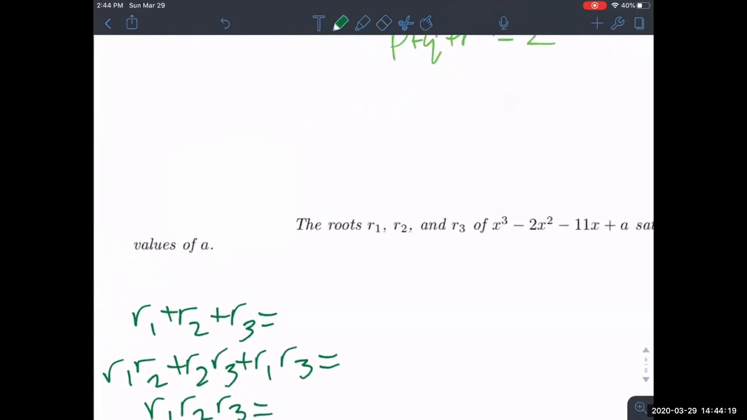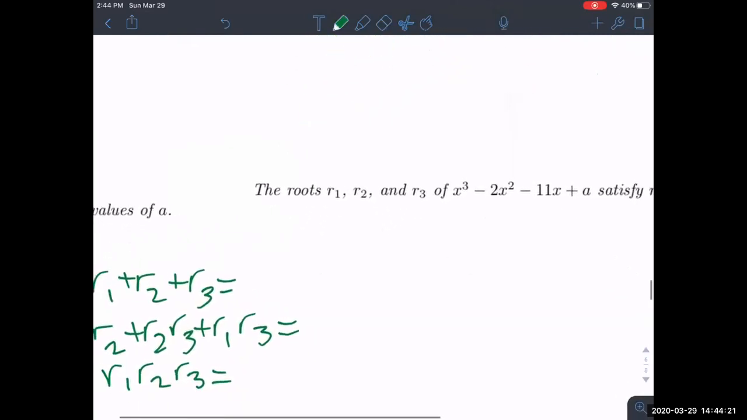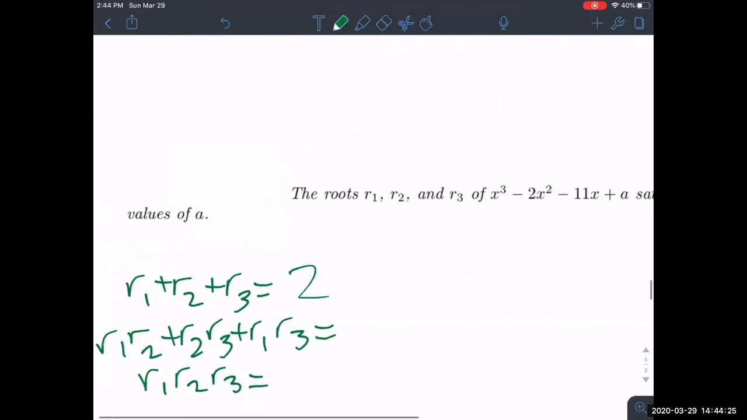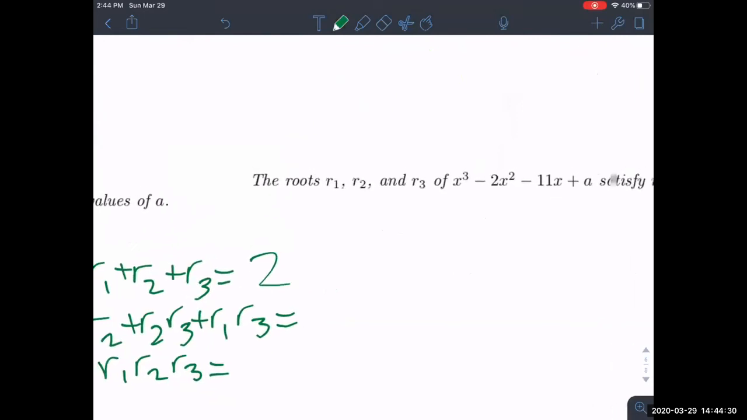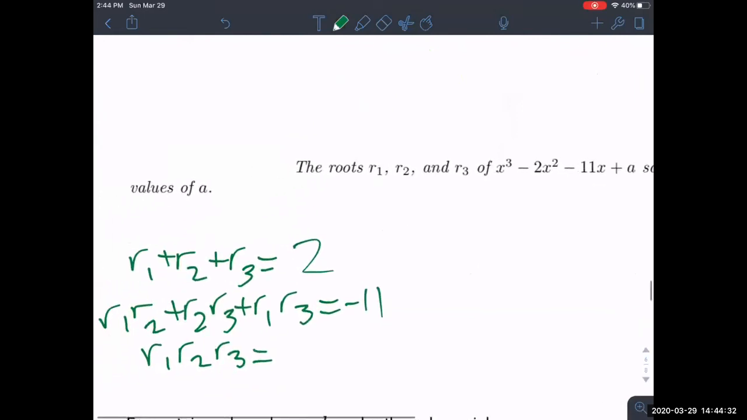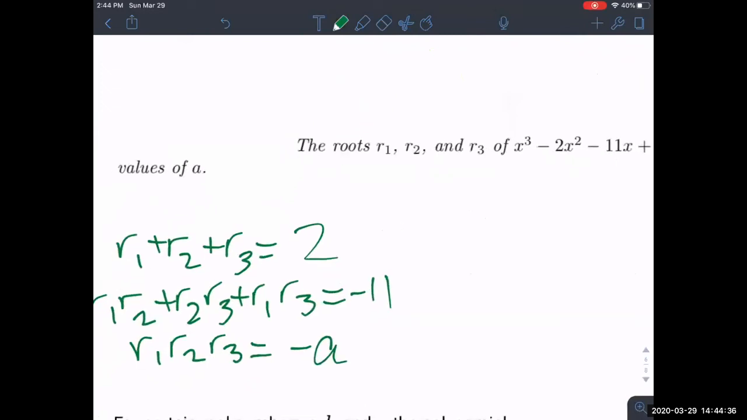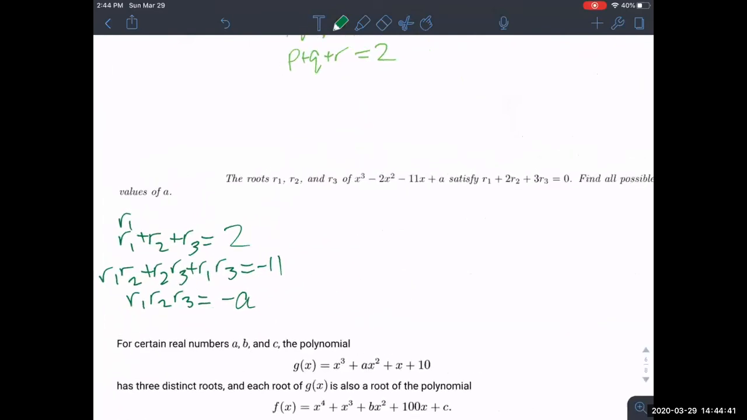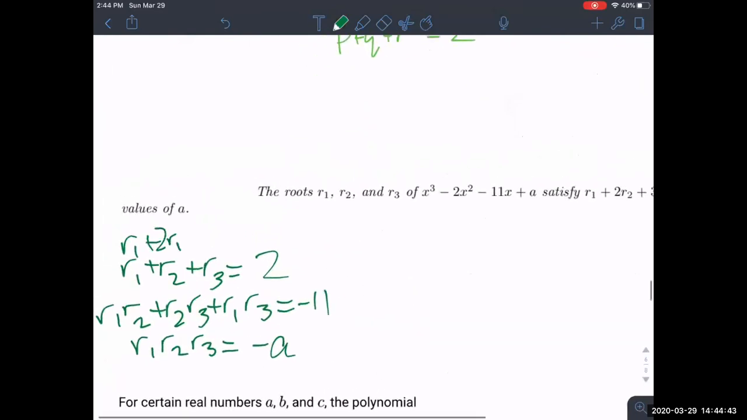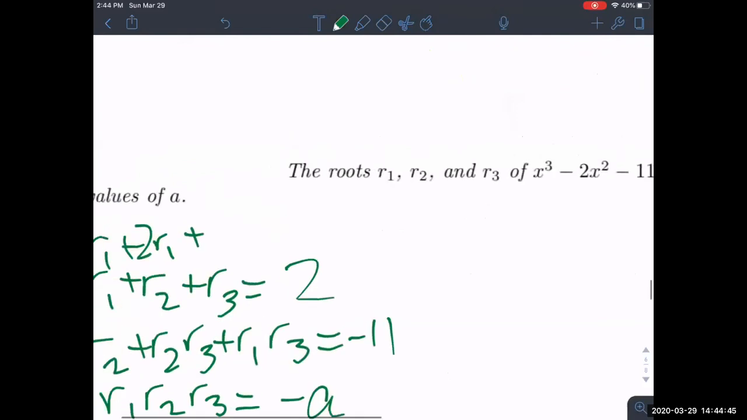Great. So we know that R1 plus R2 plus R3 is equal to 2. R1R2 plus R2R3 plus R1R3 is going to be negative 11. And then R1R2R3 is going to be negative A, whatever that is. Then we also have R1 plus 2R2 plus 3R3 is equal to 0.